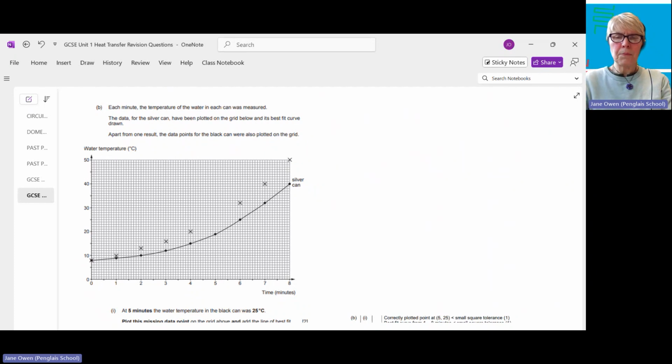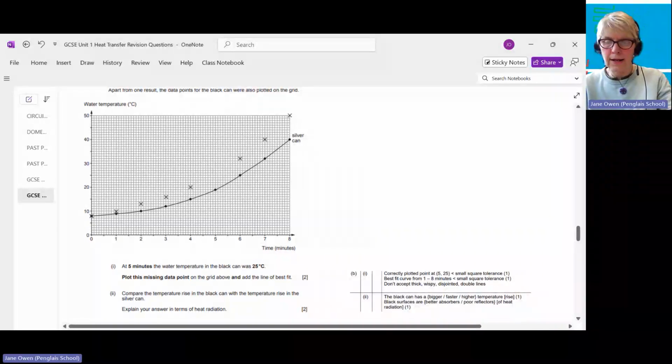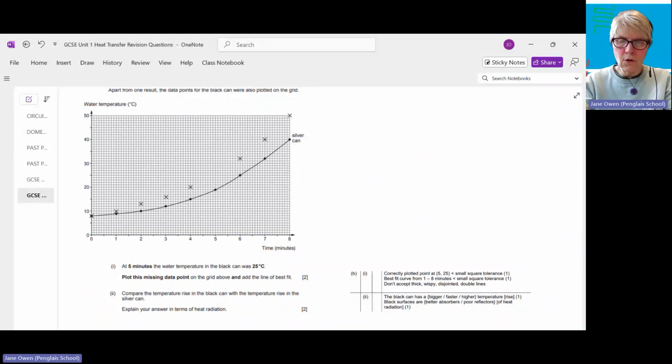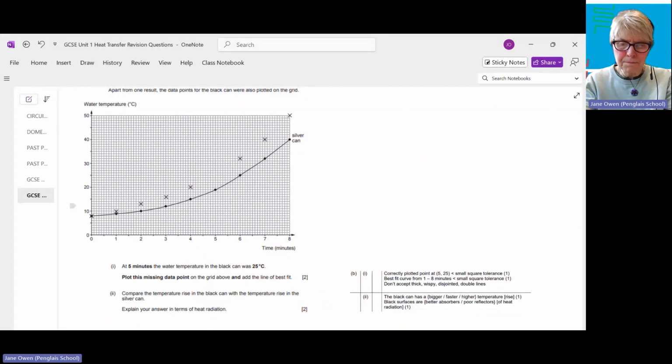Each minute, the temperature of the water in each can was measured. The data for the silver can have been plotted, and its best fit has been drawn. Apart from one result, the data points for the black can were also plotted. At 5 minutes, the water temperature in the black can was 25. So you want to be writing, plot this missing data and add the line of best fit. So you're going to get 1 mark for the plotting.